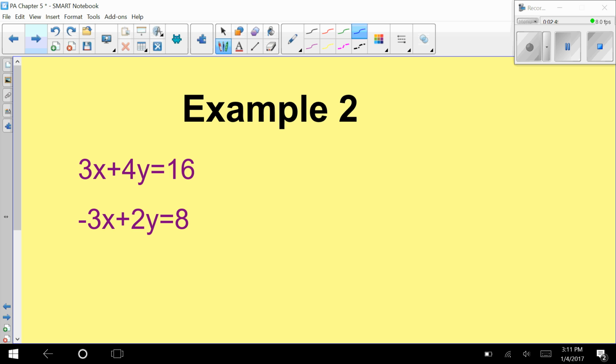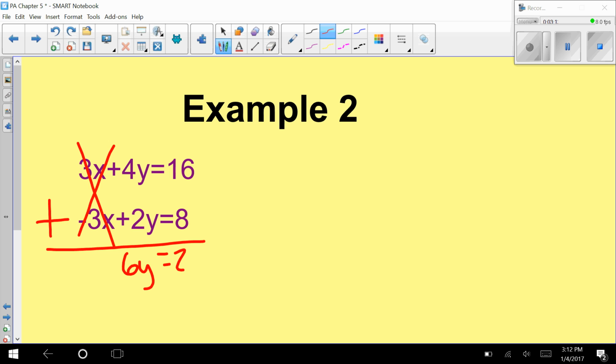Actually, try this one on your own. It's very similar. All right, you'll notice that the 3x and negative 3x, they are the same coefficient but opposites. So we are going to add the two equations together. 3x plus negative 3x eliminates that variable. 4y plus 2y makes 6y. 16 plus 8 makes 24.